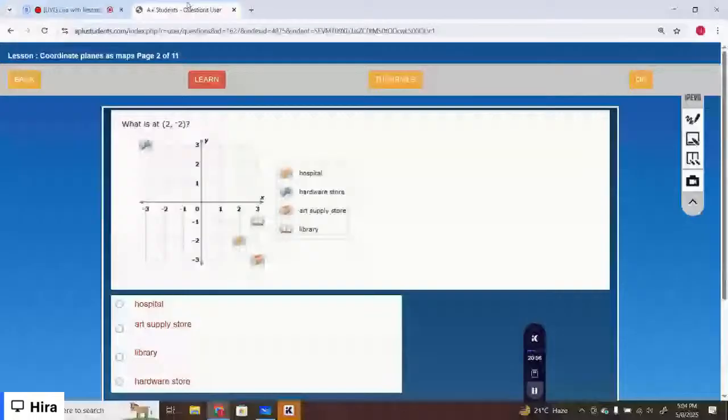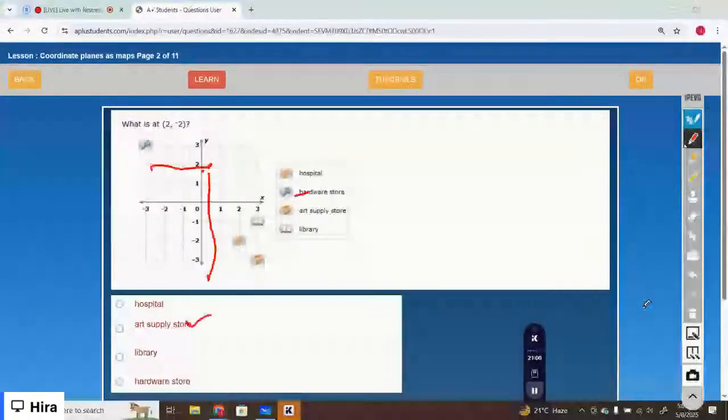So x is 2, y is negative 2. That is the hospital. So the coordinate 2, negative 2 has the hospital. Option number 2 is the correct option.